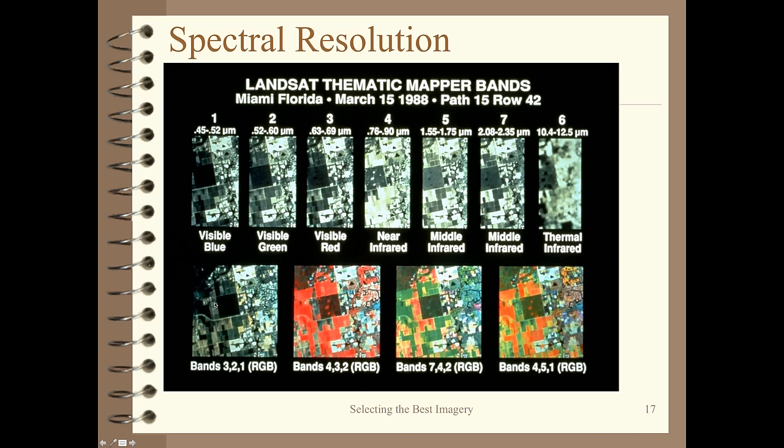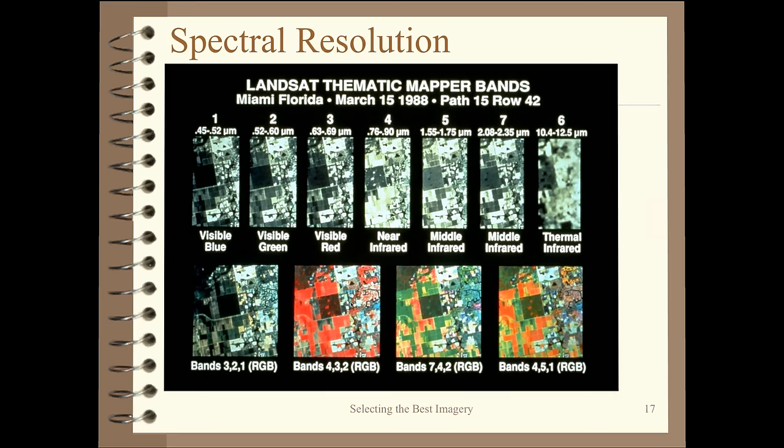I couldn't see that at all when I just looked in the visible portions of the electromagnetic spectrum, but when I was able to extend my view into portions that I usually don't see in, that became very, very obvious, okay? And so that's the power of having these additional spectral wavelengths, okay? So spectral resolution is really, really important.